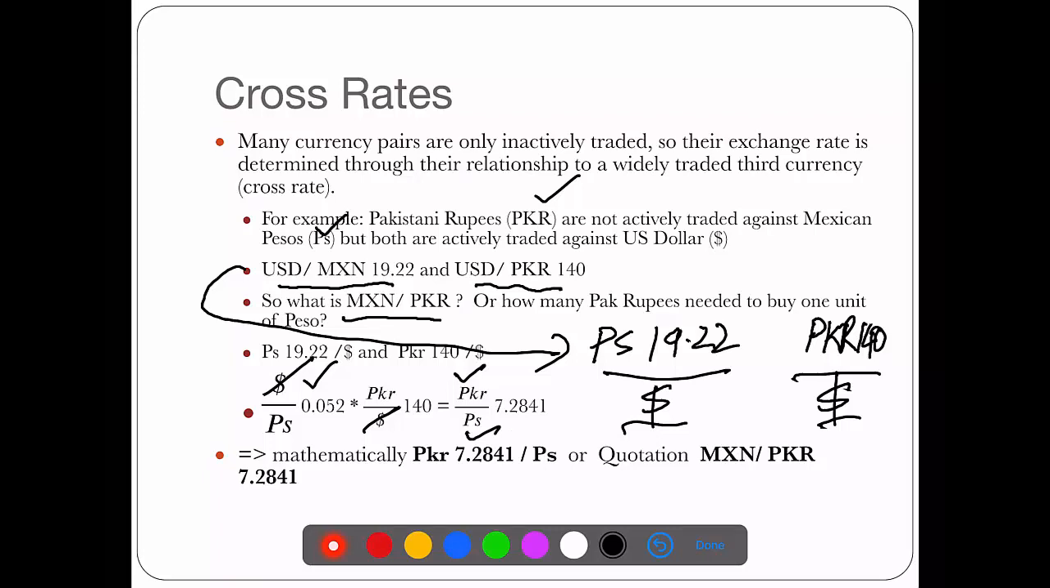So it means 7.2841 Pak rupees are needed in order to buy 1 unit of Mexican peso. But how do we quote it? We simply quote it like Mexican pesos PKR 7.2841. So the one Mexican peso is priced in terms of Pak rupees, which is 7.2841.